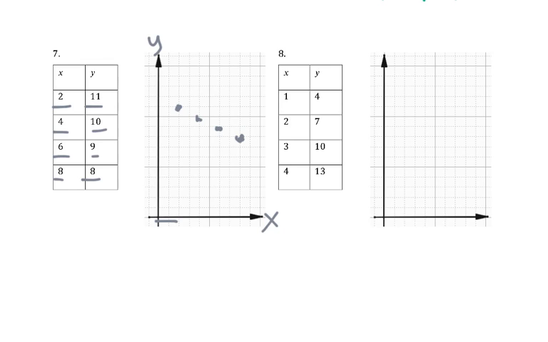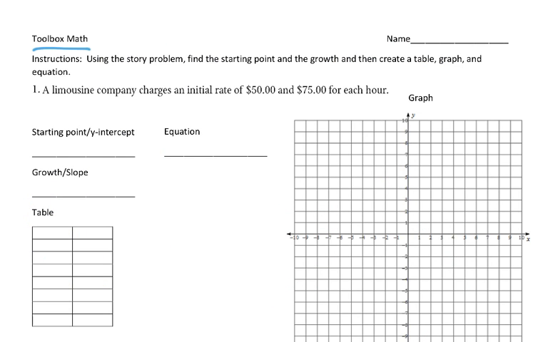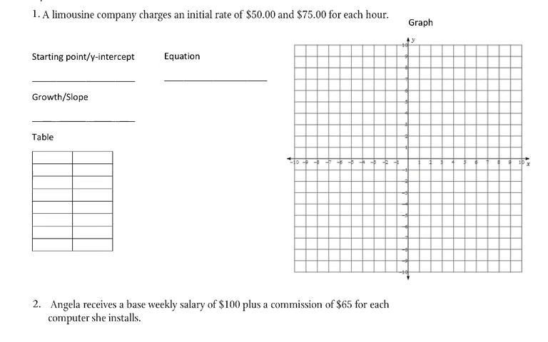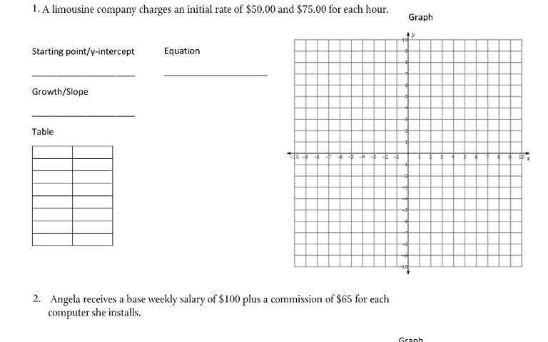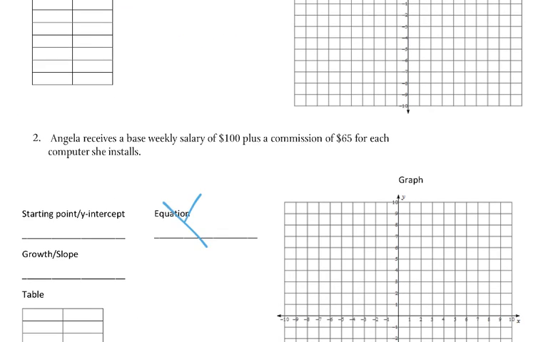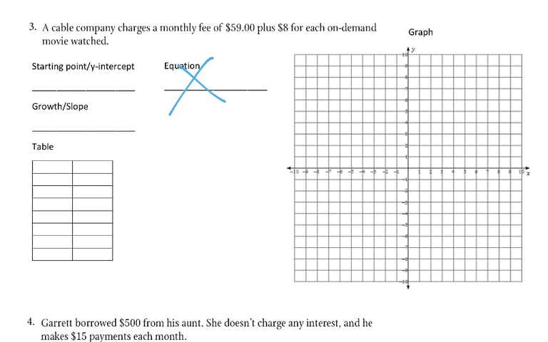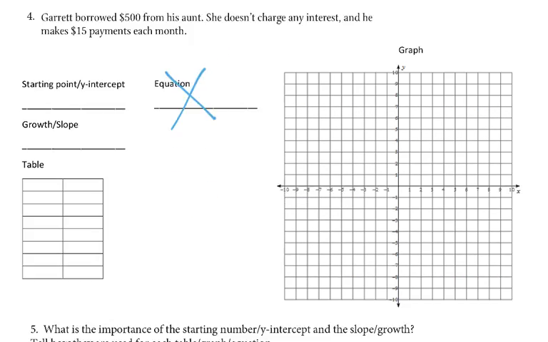So last one. 1, 4 would go right there. 2, 7, right here. 3, 10, and 4, 13. 14 right there. Okay, now on the toolbox one, we needed to read the story problem, find the starting point and the growth, fill out the table, and then draw a graph. I said not to worry about the equations on any of these problems, and we just had 4 problems with that.